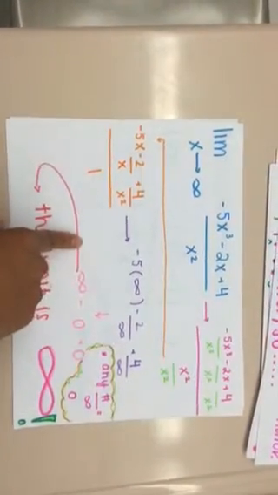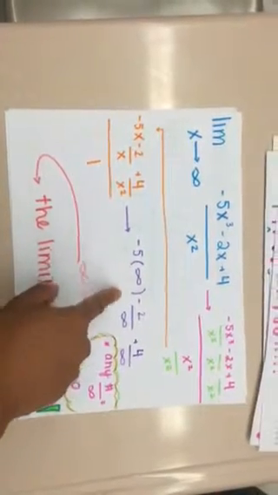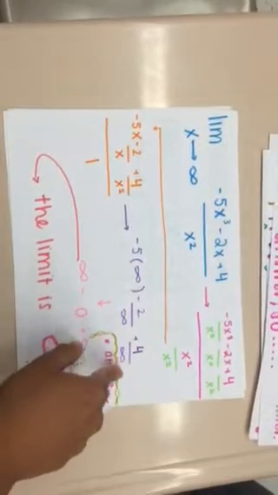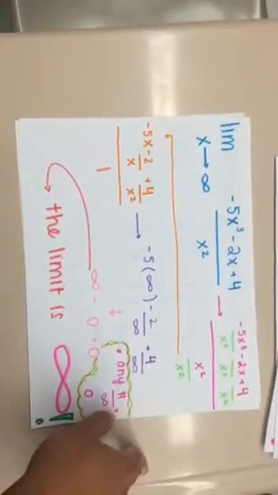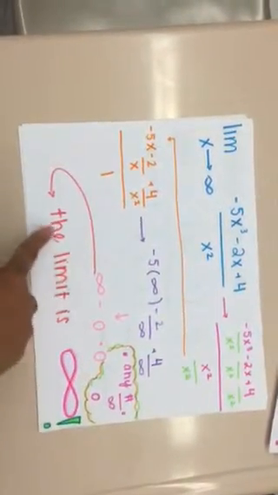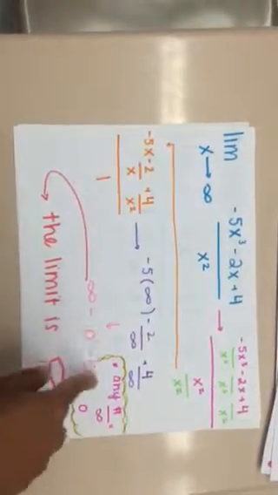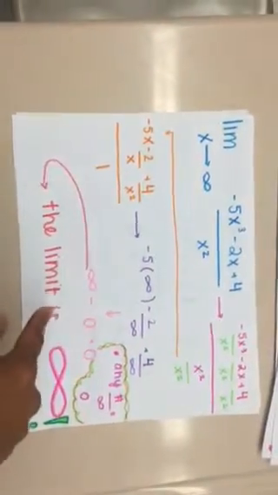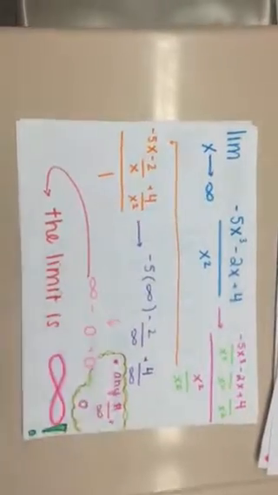And when we plug in infinity, you would get negative 5 times infinity, which is infinity, minus 2 over infinity, which is equal to 0, plus 4 over infinity, which is equal to 0. And so you would get infinity minus 0 plus 0, which is infinity. Remember that a number over infinity would be equal to 0, because as the number increases, the value gets smaller, and so it's getting closer and closer to 0.